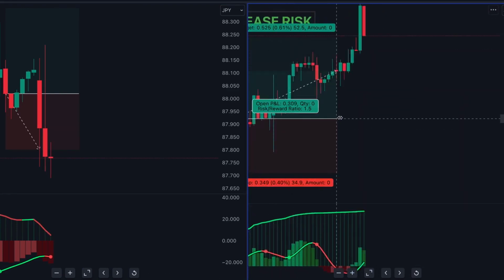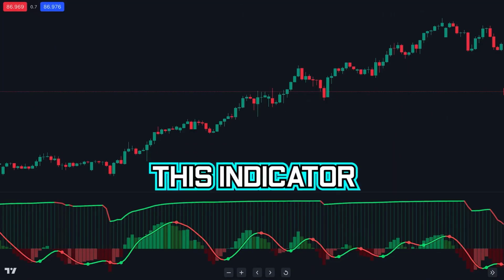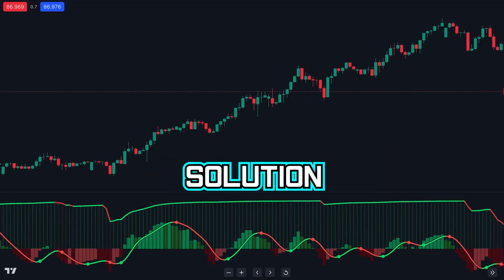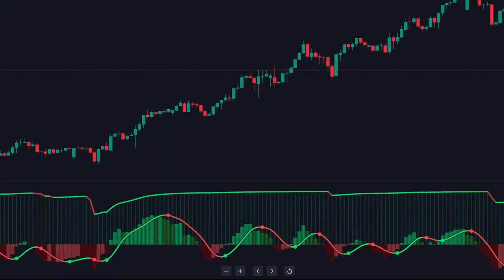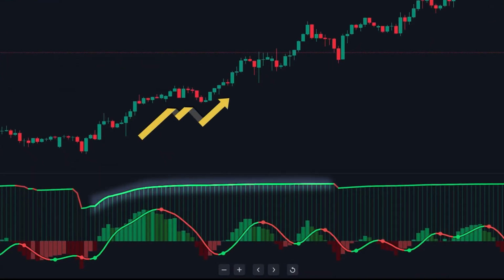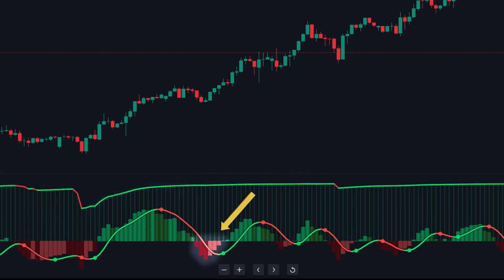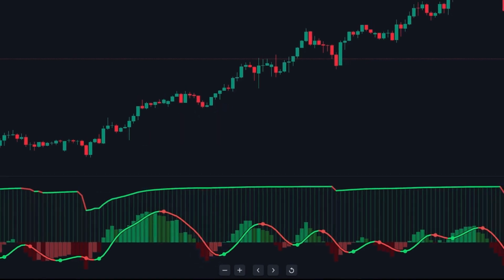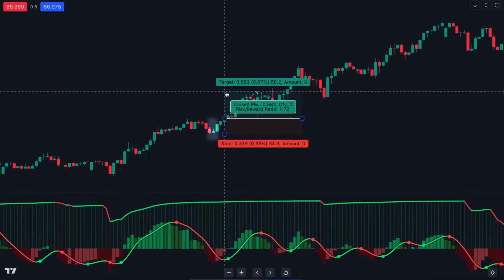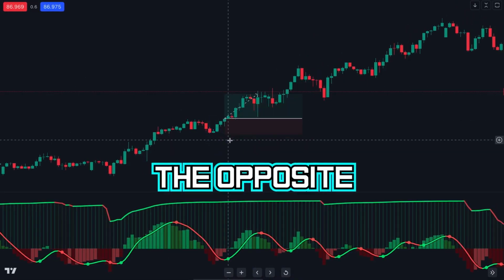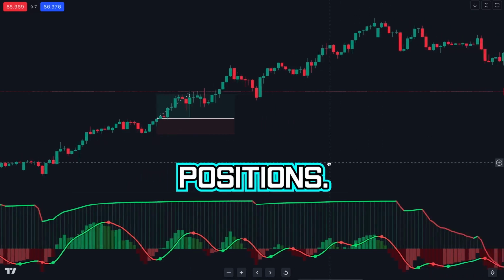equity curve. So to recap, this indicator is a 3-in-1 solution that helps you detect trend, momentum, and entries. For buy positions, we want to wait for the price of the trend to be bullish, the momentum to shift to a weak bearish, and then execute on the buy signals, targeting a 1.5 risk-to-reward ratio with stops below the swing low. The opposite is true for sell positions.